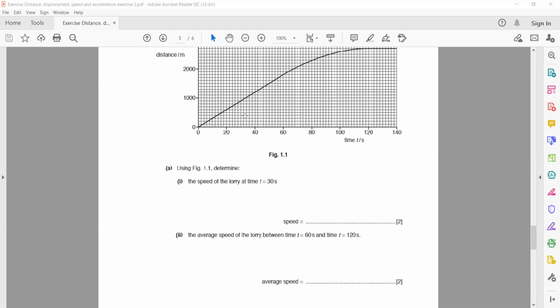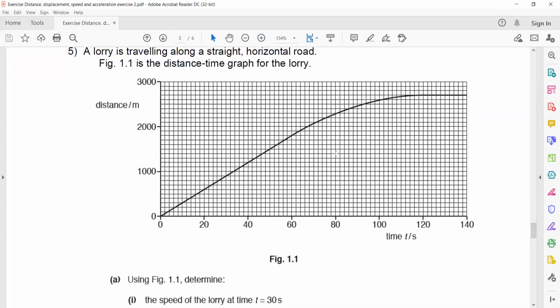For example, Hatim, your question, what if they ask for the speed at 90 second? Then what you have to do, if it's a curve, you have to draw a tangent, like you used to do to calculate the acceleration from a speed time graph. But normally they do not ask for this. That's why we are not going into detail. But if they ask, then you have to draw a tangent at 90 second and find the gradient, and that will be the speed.